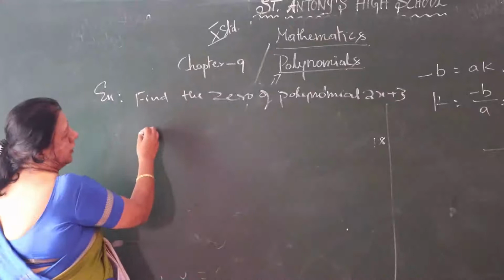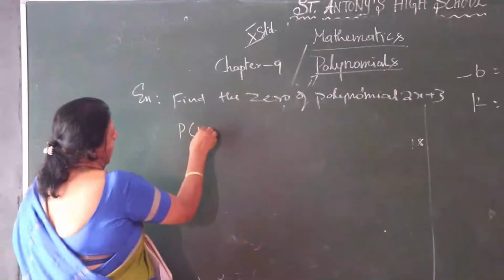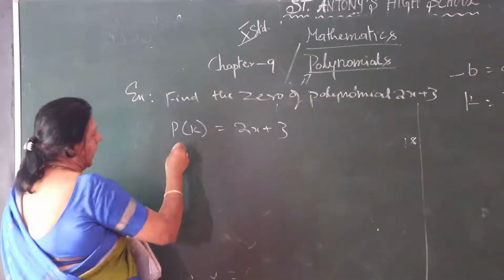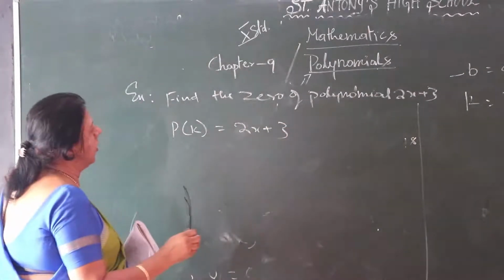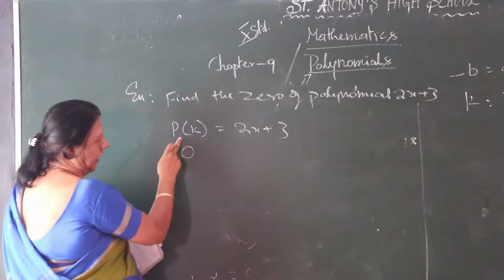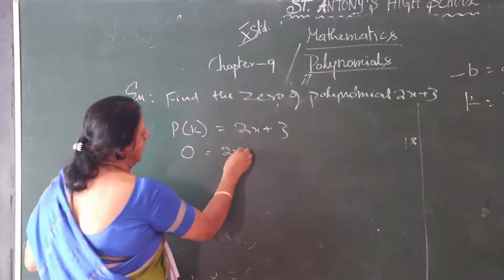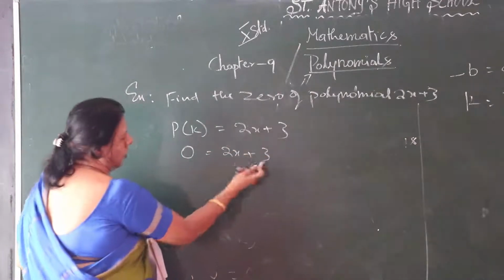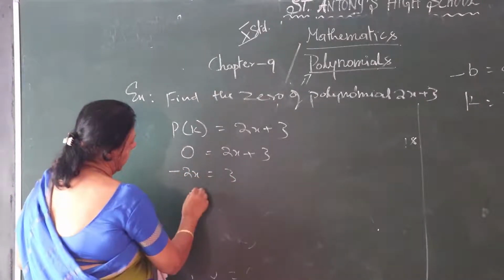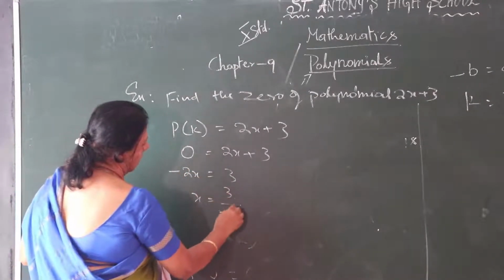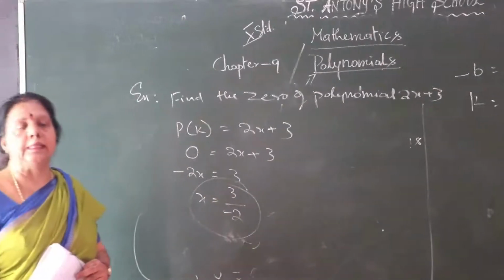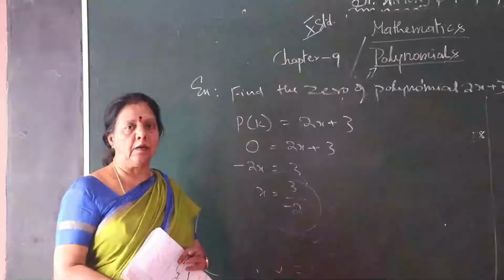So here, what is that? p of x is equal to 2x plus 3. So what did they say? Zero polynomial, this is 0. p of k is 0, which is equal to the remaining term 2x plus 3. So take this one, minus 2x is equal to 3. Here x is equal to 3 by minus 2 is the answer. This is the way you have to find out the zero of the polynomial, children.